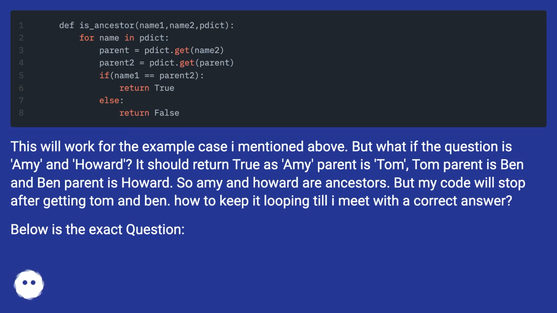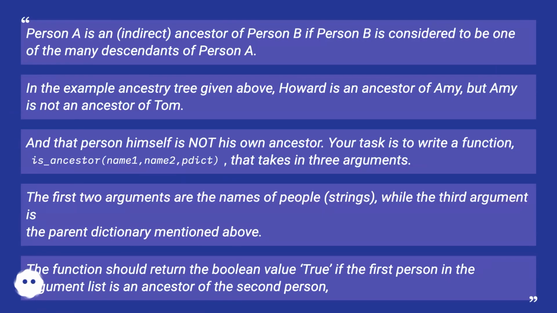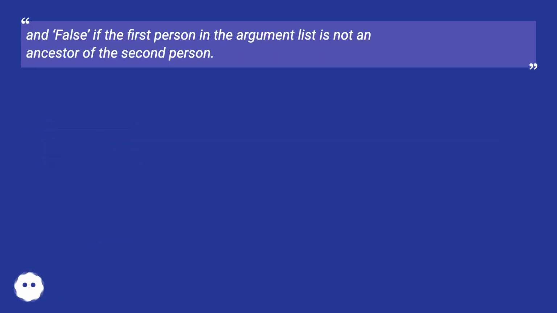Below is the exact question. Person A is an indirect ancestor of person B if person B is considered to be one of the many descendants of person A. In the example ancestry tree given above, Howard is an ancestor of Amy, but Amy is not an ancestor of Tom. And a person himself is not his own ancestor. Your task is to write a function, is_ancestor(name1, name2, pdict), that takes in 3 arguments. The first 2 arguments are the names of people, strings, while the third argument is the parent dictionary mentioned above. The function should return the Boolean value True if the first person in the argument list is an ancestor of the second person, and False if the first person is not an ancestor of the second person.